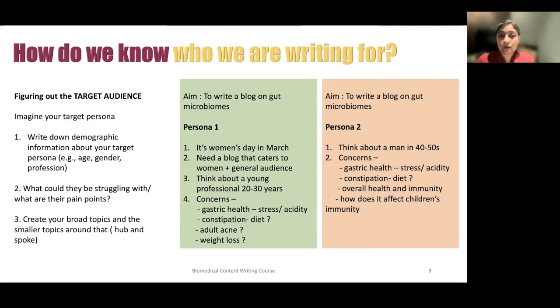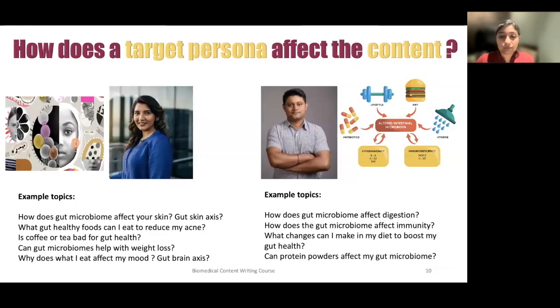So when we are looking at target personas, how would that affect the way that we write content? Taking the first example, a woman, we would look at writing topics, yes, about gut microbiome, but we would look at how gut microbiome affects your skin, and looking at the gut-skin axis. What gut healthy foods can you eat to reduce your acne? Is coffee or tea bad for gut health? Can gut microbiomes help with weight loss? Why does what I eat affect my mood?